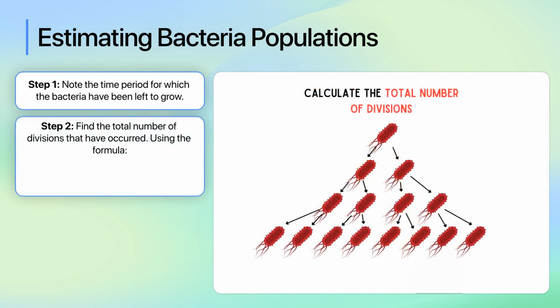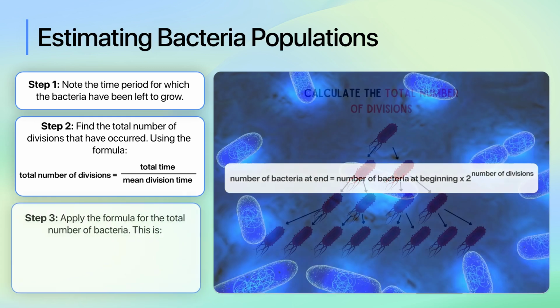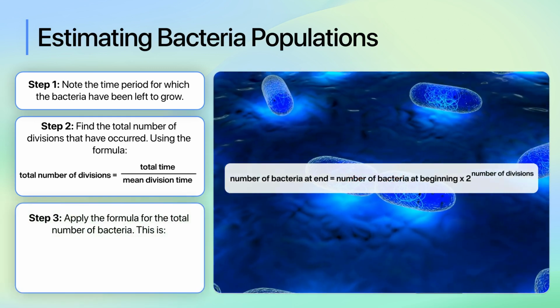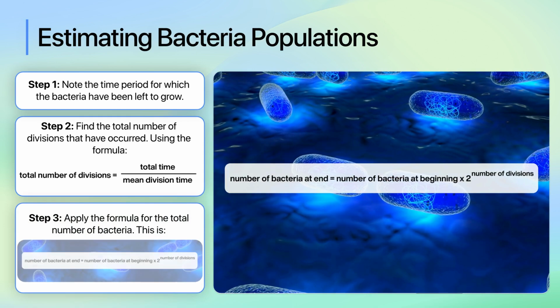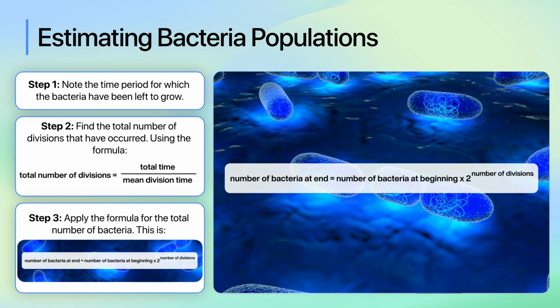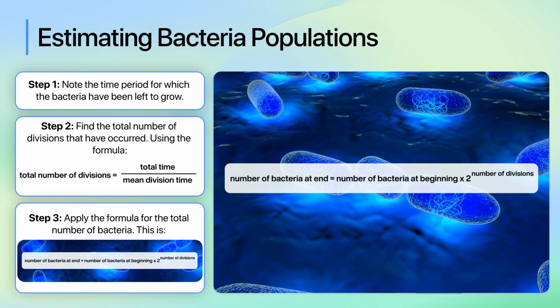Next, we need to find the total number of divisions that have occurred. The formula for this is the total time divided by the mean division time. Finally, apply the formula for the total number of bacteria at the end. This is the initial number of bacteria multiplied by 2, raised to the power of the number of divisions.